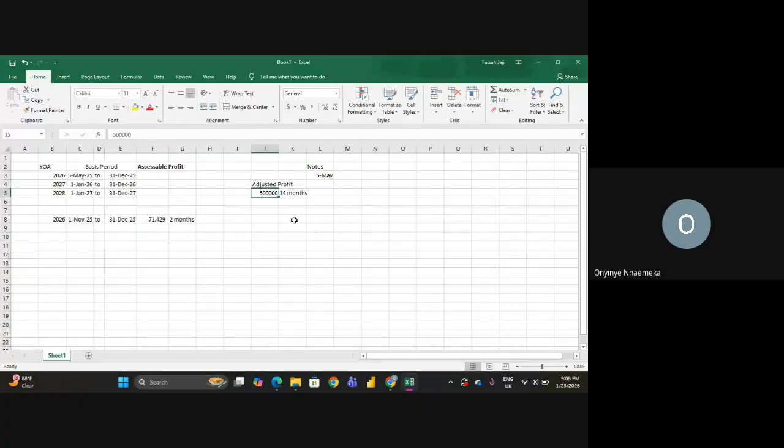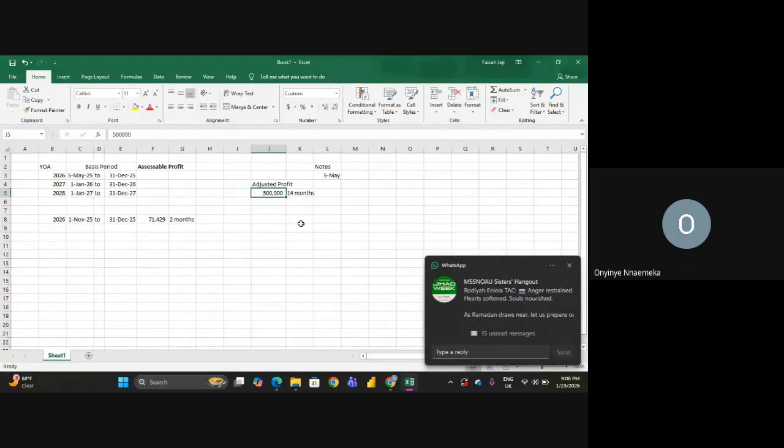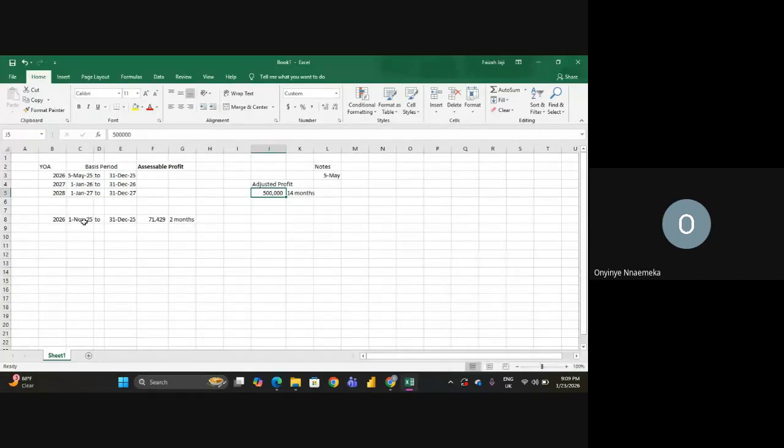So now 500,000 is for 14 months. But then our basis period covers only 2 months. Now, to know the assessable profit that relates to these 2 months, you are going to prorate, removing 2 months from these 14 months.